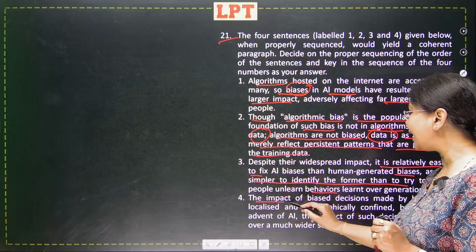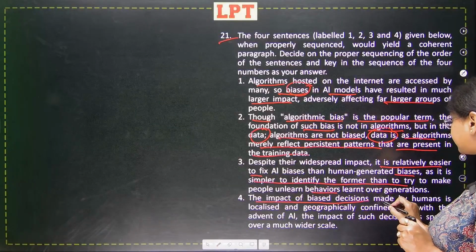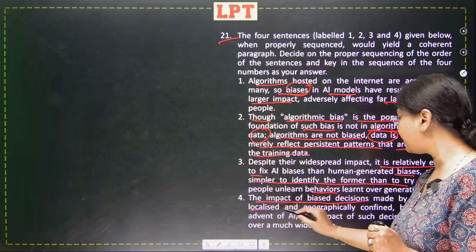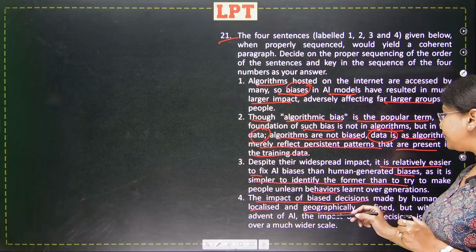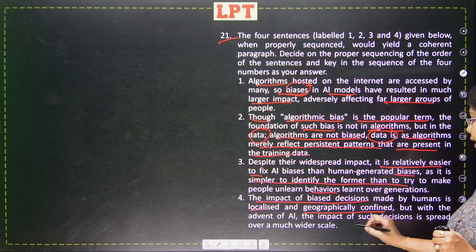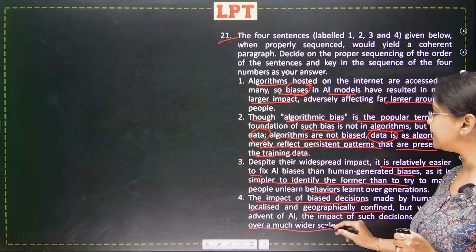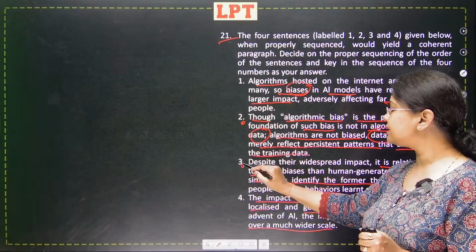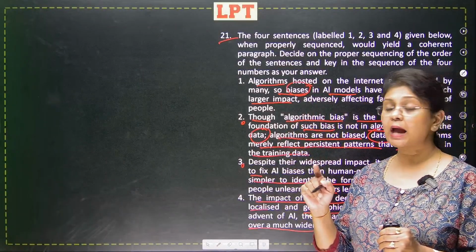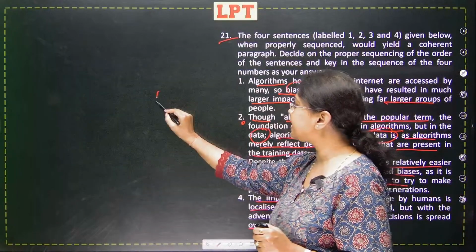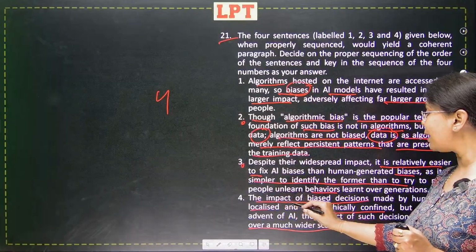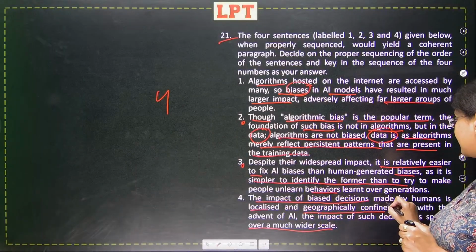It says the impact of biased decisions made by humans is localized and geographically confined, but with the advent of AI, the impact of such decisions is spread over a much wider sense. Now this cannot start, if you look at first and the fourth sentence, I believe that fourth does make sense, so it gives you an idea to start with. So it says what? The impact of biased decisions made by humans.